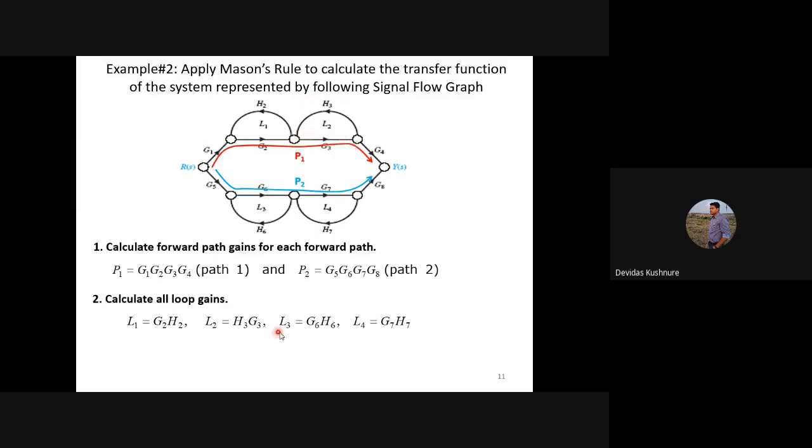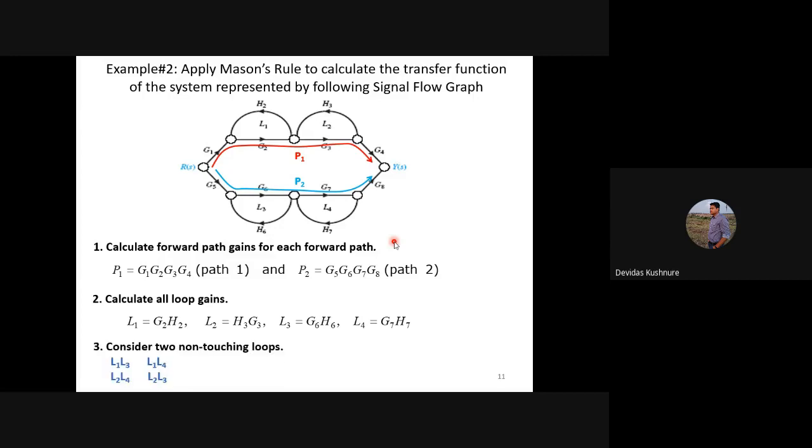L3 you can see here, L4 you can see here, but we cannot take this as a loop because the directions do not match. We cannot take this as a loop. So wherever we have matching directions, that we have to consider. Fine. So there are 4 loops.